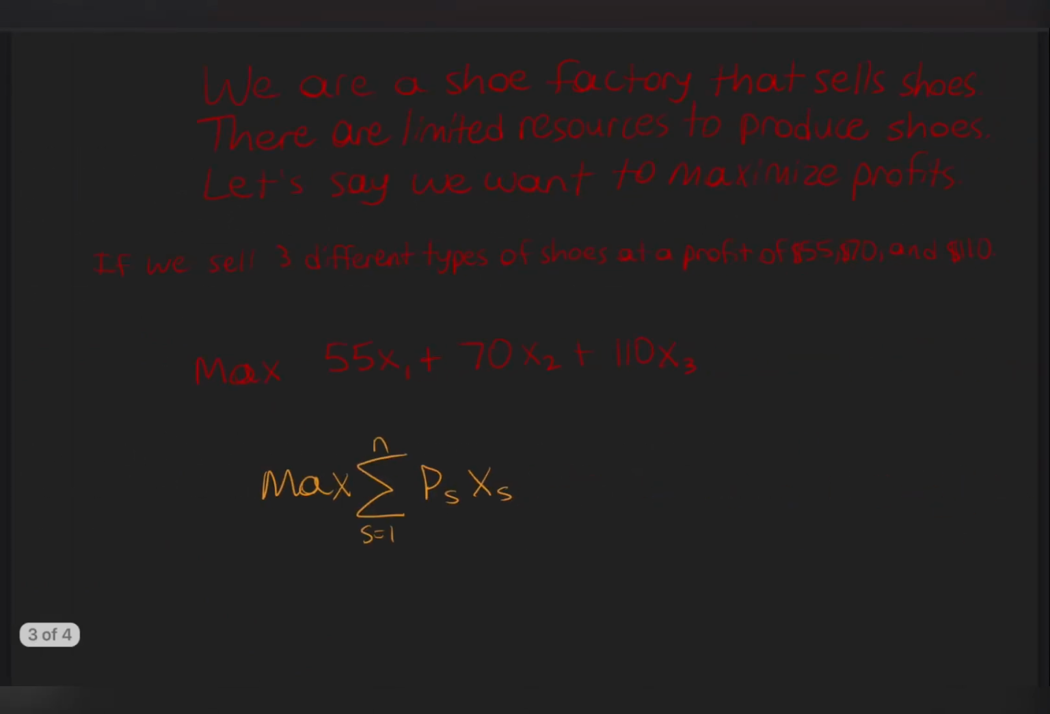All right, so let's get into a problem now. Let's say we are a shoe factory that sells shoes. There are limited resources in the factory to produce the shoes. Let's say we want to maximize profits. For some reason, my brain read that as a don't. All right, so we're trying to maximize profit. So this is going to be a maximization objective function. This right here is our objective function. It's what we're trying to do because it's our objective. That's why it's called an objective function, by the way. And we are trying to maximize profits.